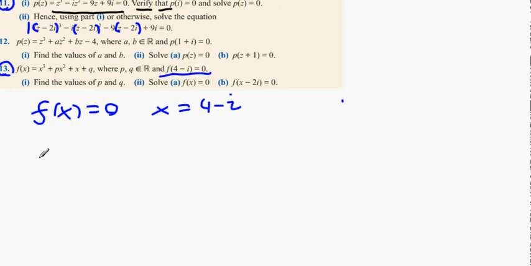So what we're going to do is replace all x's with 4 minus i. But before we do that, we're just going to build up. So we're going to find out what x squared is. x squared is 4 minus i times 4 minus i.